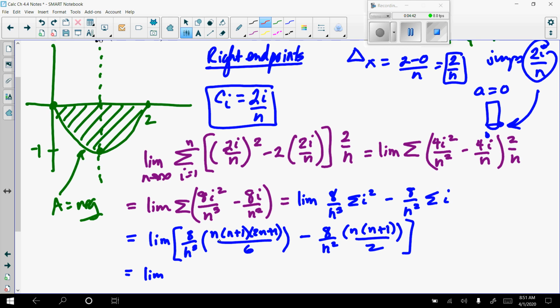I'm going to do some canceling here. This n cancels with this, and this becomes a 2. I can take a 2 out of this and a 2 out of this. And this becomes 2n squared plus 3n plus 1. I can cancel this n and one of those. I can cancel this, and this becomes a 4. So this leaves me with 4 over 3n squared times 2n squared plus 3n plus 1 minus 4 over n times n plus 1.